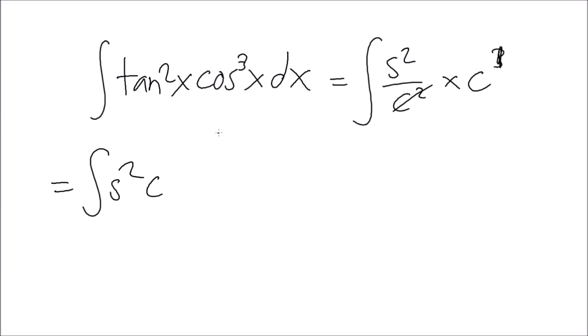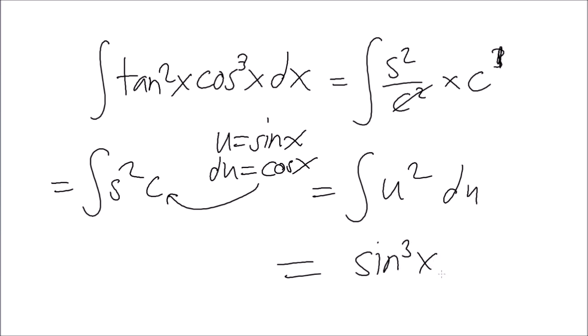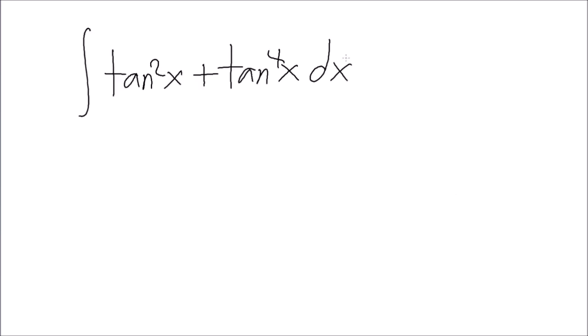Oh, okay. Then let u equal sine of x, because we can have du take care of cosine of x, which is what we have here. And so this becomes u square du. The answer is just sine cube over 3. And that's it.